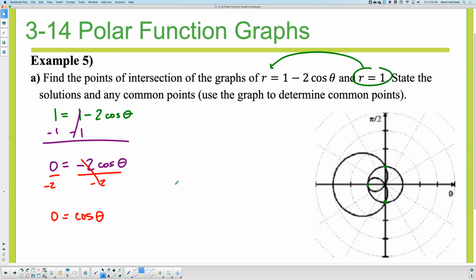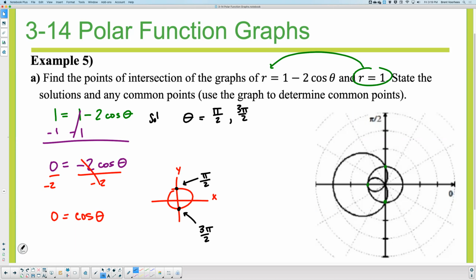So I want to know, where does cosine equal 0? Well, cosine's the variable x. So x has a 0 here at pi over 2 and 3 pi over 2. That means we have solutions at pi over 2 and 3 pi over 2. Those are my solutions.